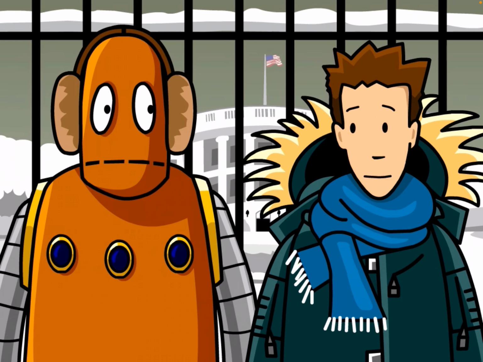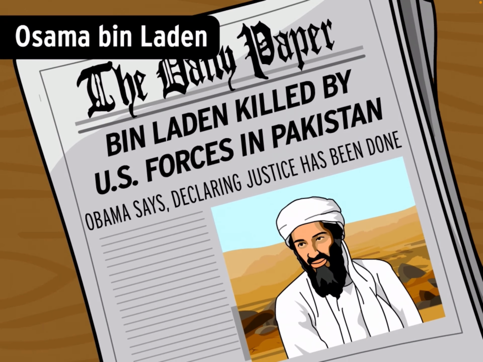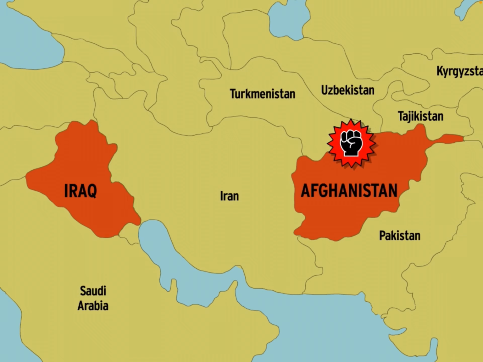Despite this resistance, Obama achieved some major goals. He oversaw the mission to kill Osama bin Laden, the chief planner of the 9/11 terrorist attack. That same year, he ended the war in Iraq and began reducing forces in Afghanistan.